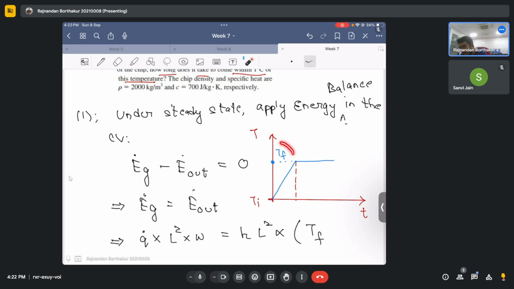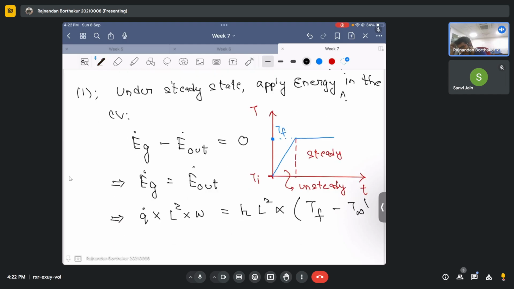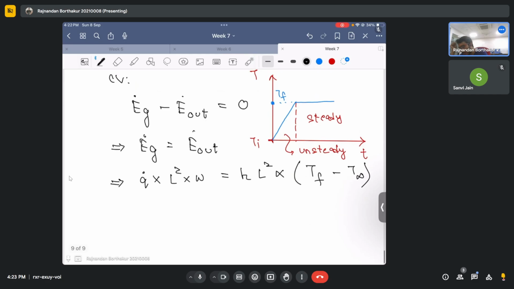So this TF cannot be a function of time, right? Yes, exactly. I hope you have understood this. So this TF is not a function of time. This portion is the steady state, and this portion is the unsteady state. This TF is the steady-state temperature, and the convection heat transfer is h L square times TF minus T infinity, and from here they are just asking us to find this TF.